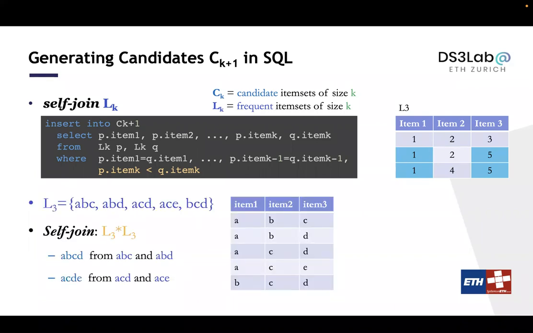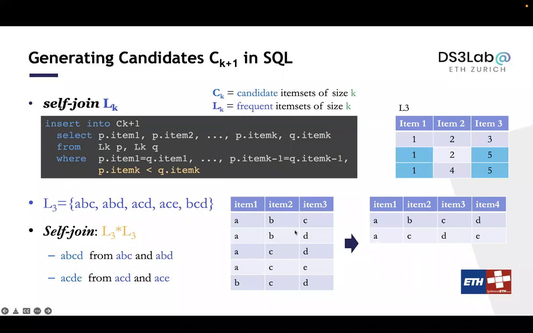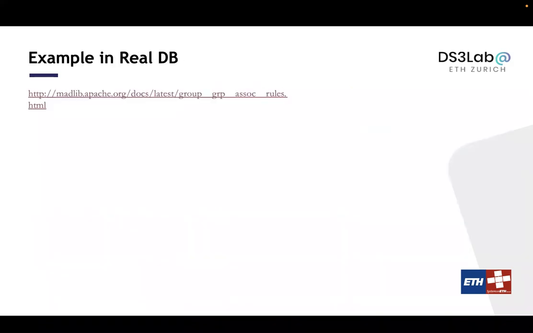If you look at this example, once I have these frequent item sets of size three, you can do a self-join. The first tuple is going to generate A, B, C, D as a candidate. The third and fourth tuples are going to generate A, C, D, E as a candidate. And there are no other candidates. All the other combinations of these items will not be frequent, and you know that. That's the beauty of this.